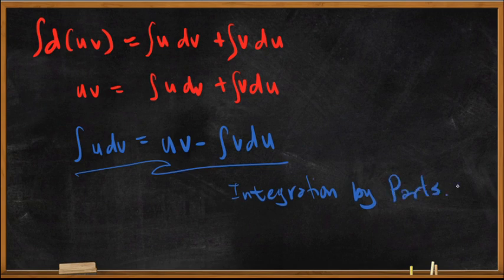Okay, so as given by the formula, we must be able to know what is our u, what is our v, and from the two functions, we need to get the derivative of our u and the integral of our dv. Okay, so we will use this formula in an example so that we could understand the concept. We need to find the integral of x sine 2x dx. As you can see, this integral consists of two transcendental functions.